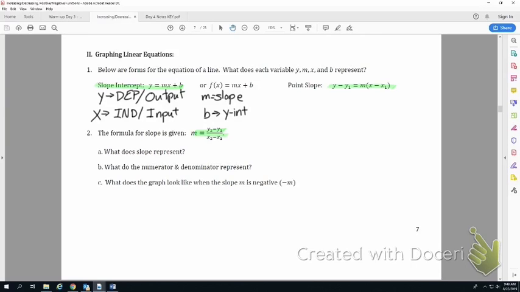All of that is true with your point slope. The only thing that's different about point slope is your x1 and your y1. I'll go ahead and give you that definition. That is any point on the line.